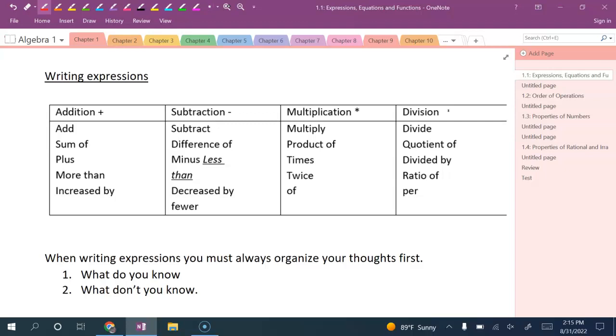So for addition, you might see words like add, sum of, plus, more than, increased by. For subtraction, you're going to see words like subtract, difference of, minus, less than, decreased by, or fewer. Take a note here how less than is written a little bit differently. The reason that is, and we'll talk about this a little bit more later on, is when you see less than, I want you to think backwards.